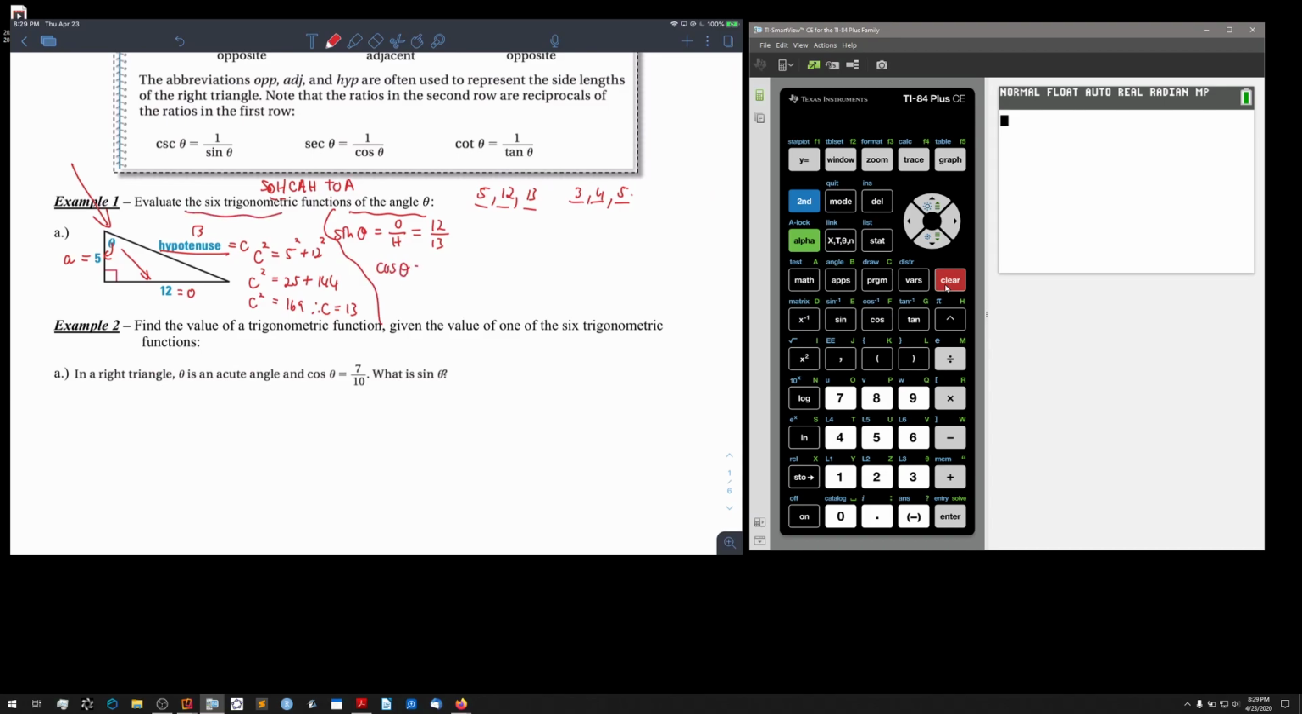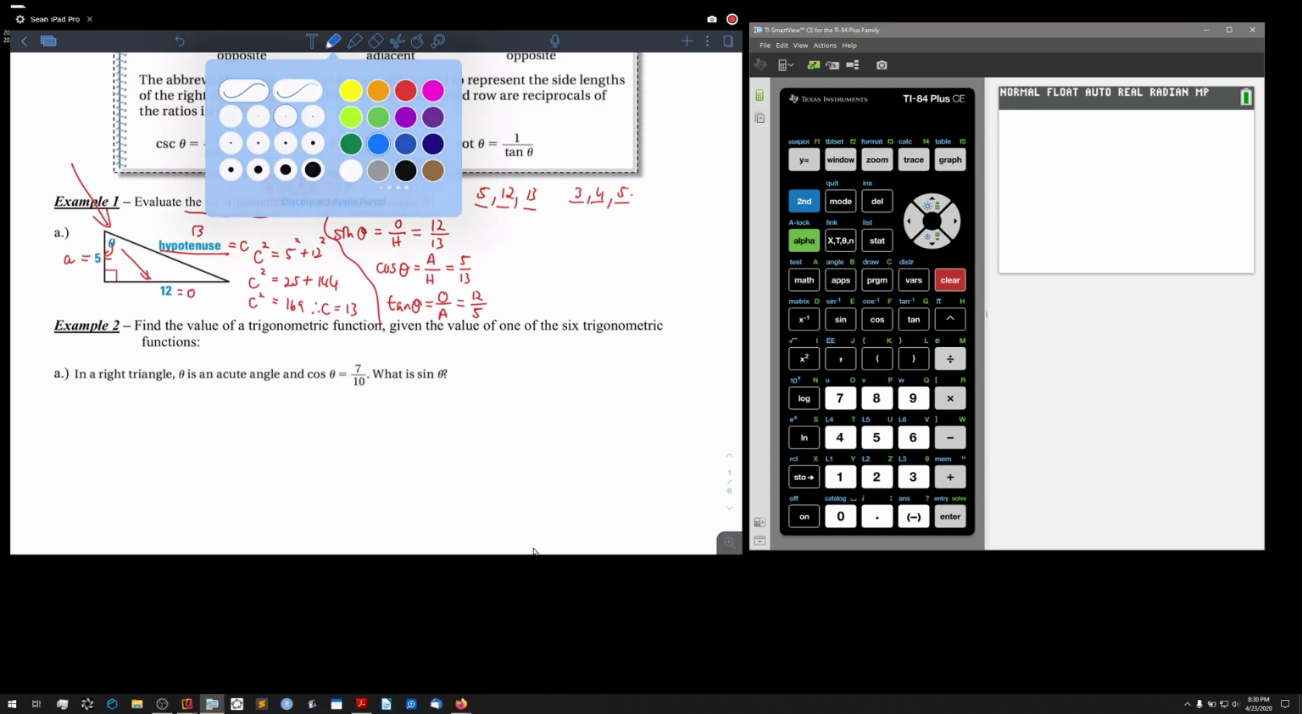So cosine of theta is adjacent over hypotenuse, and I really should write it like that so it matches our little thing up here. Adjacent over hypotenuse, and then I just say adjacent is 5 and hypotenuse is 13, and then tangent of theta is opposite over adjacent, and so opposite is 12 over adjacent, which is 5. Okay, and that's about that. And then the question was all 6 trigonometric functions.